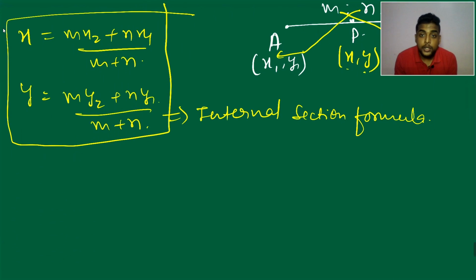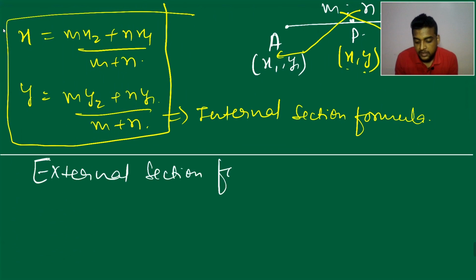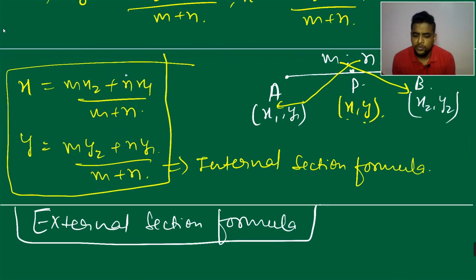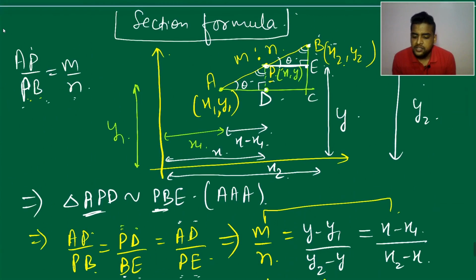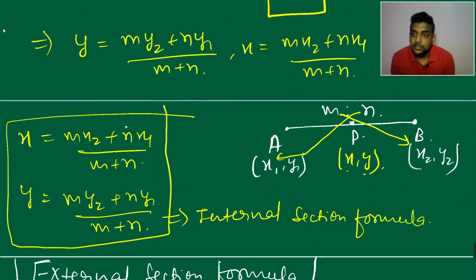Let us go into the external section formula. Let me tell you one thing: in the external section formula, the only difference is that n is replaced by minus n. Again I am repeating, in the external section formula, the only difference is n replaced by minus n. If you want to prove the external section formula, you can prove it using a similar triangle approach again. I am not proving it; if you want, you can prove it by yourself. I am only writing the results, right?